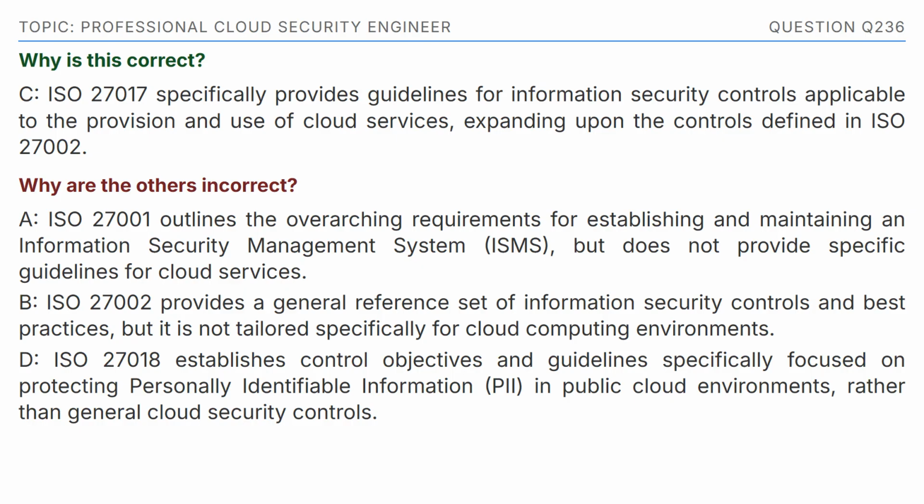Why are the others incorrect? A. ISO 27001 outlines the overarching requirements for establishing and maintaining an information security management system, ISMS, but does not provide specific guidelines for cloud services. B. ISO 27002 provides a general reference set of information security controls and best practices, but it is not tailored specifically for cloud computing environments. D. ISO 27018 establishes control objectives and guidelines specifically focused on protecting personally identifiable information, PII, in public cloud environments, rather than general cloud security controls.